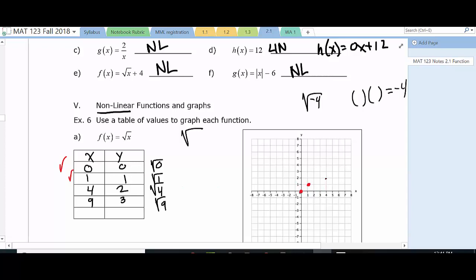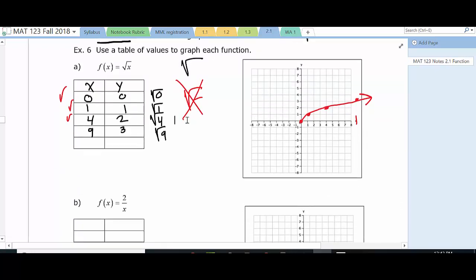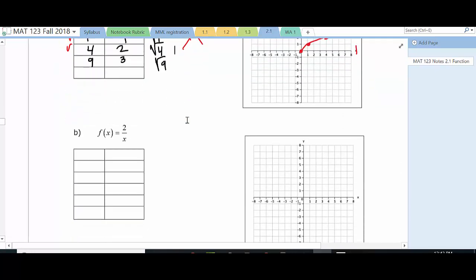Then over 4 up 2. And then over 9, you can extend the graph a little bit like that. And then it just goes like this and goes like that forever. So you can tell it's a curve. It's not a line. It's nonlinear. Okay? So again, that's just making a table of values is how you figure that out. And you want to make sure that you know that you can't do square roots of negative numbers. Okay? That's it. All right, the next one's really weird.